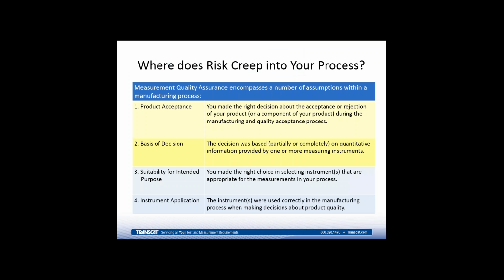So product acceptance is making the right decision about the product based on quantification using instrumentation. That's number 2. Number 3 is suitability for the intended purpose, and that means you're using the right tool for the job, the right instrument to make the measurement. And instrument application is using it correctly. Is there training that needs to be involved? Are there factors that need to be accounted for? Are there functions that have to have math corrections? There's a number of things depending on instrumentation, and instrumentation is so varied that it really gets specific to the type of instrumentation you're using. So it's important to use it correctly.